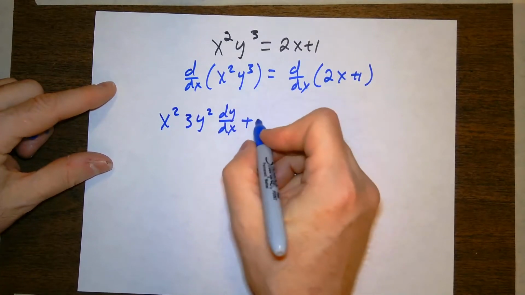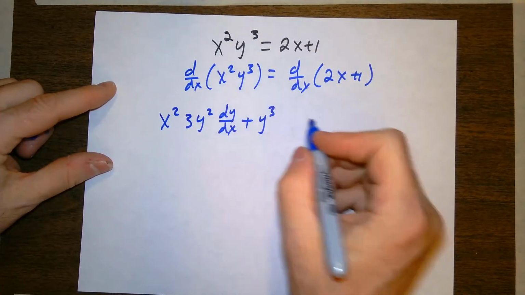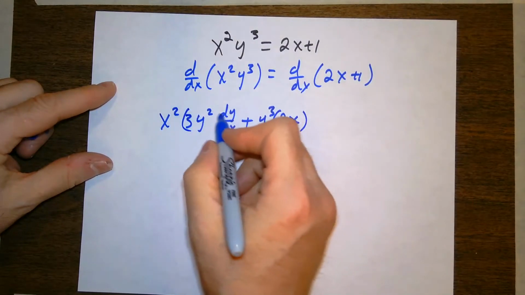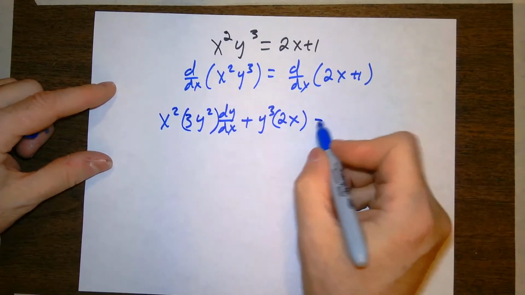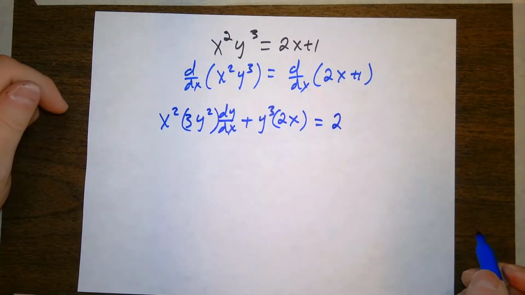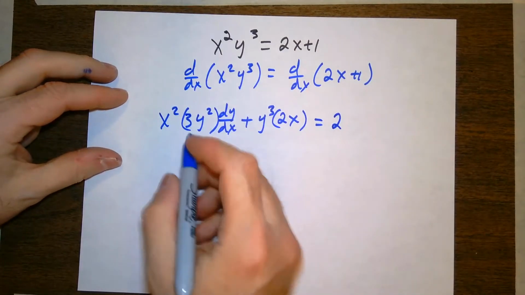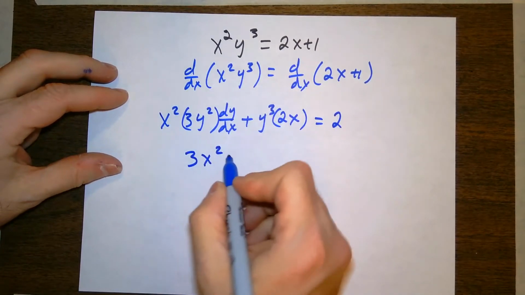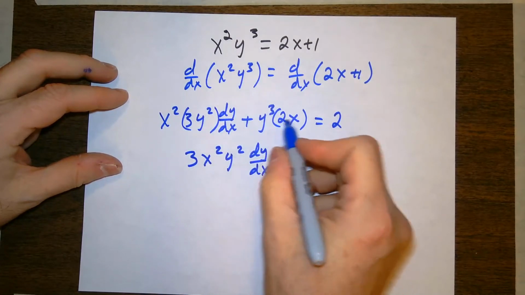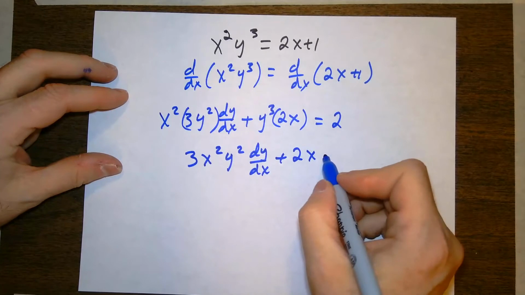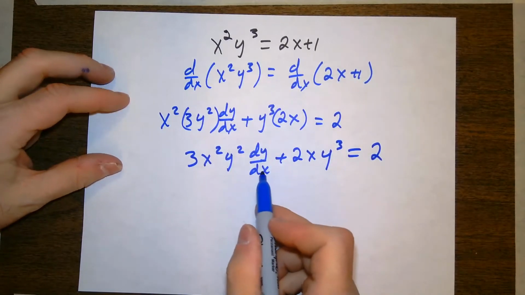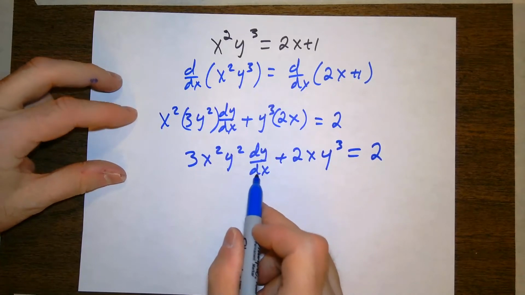Plus the second, y cubed, times the derivative of the first, 2x, equals the derivative of 2x plus 1, which is just going to be 2. All right, let's clean this up a little bit. I'm going to have 3x squared y squared dy/dx plus 2x y cubed equals 2. I want to get the dy/dx alone by itself. I want to solve for the dy/dx.